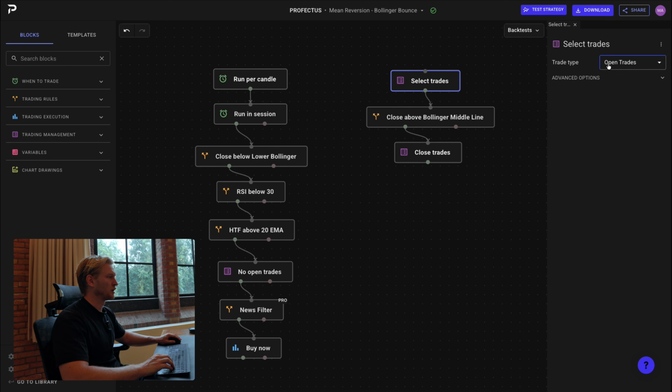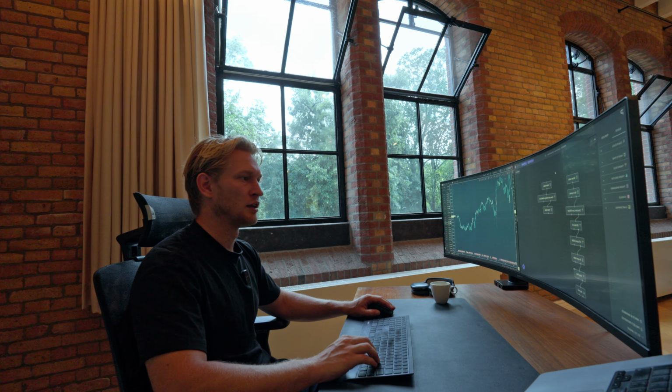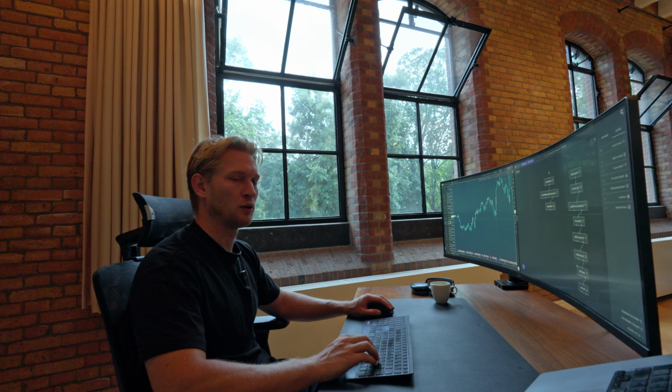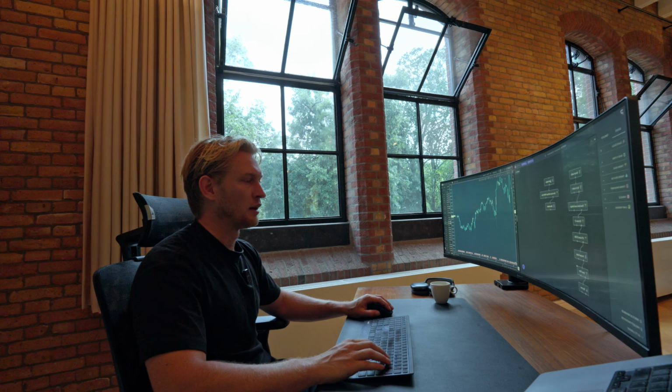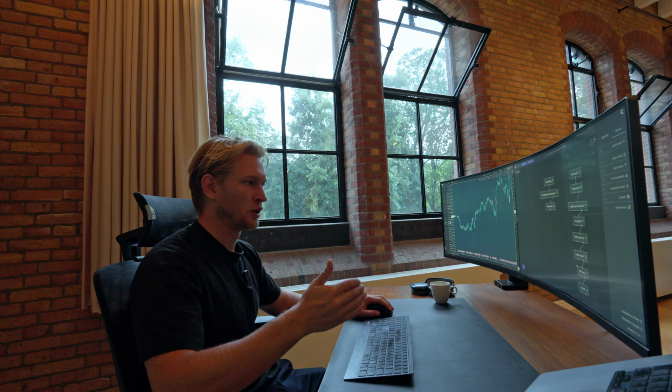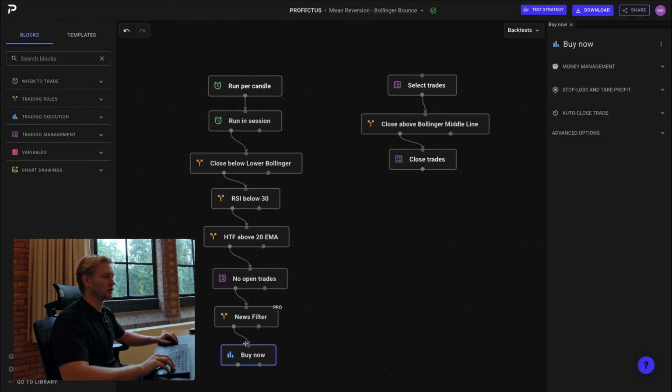We have select trades, so open trades are selected. If there is a trade open, this will select that trade, so it checks every single tick. So there's no run per candle above this, and that's nice because if you don't have that, it will run every price movement more or less every millisecond. And then it's just checking, do we have trades open, yes or no? Do we have trades open, yes or no? And we'll just repeat that question endlessly, and then eventually there will be a trade open because this buy now one day will fire a buy trade.